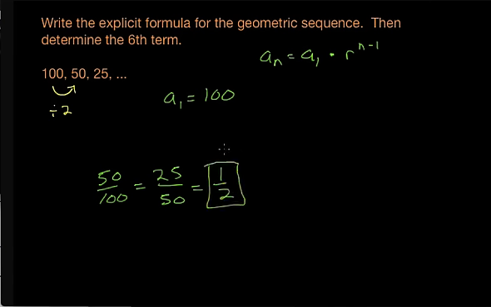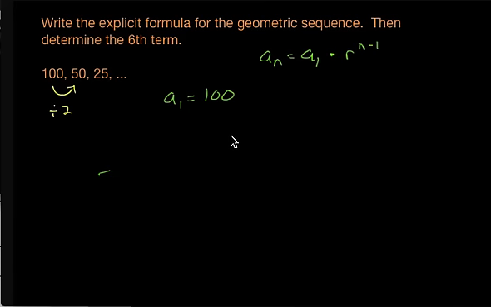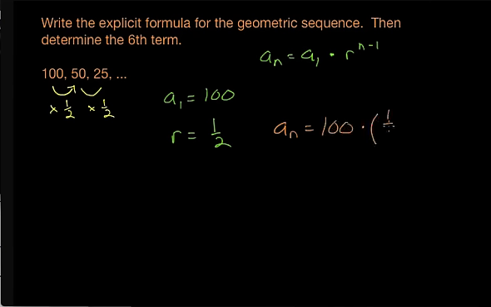And for those of you who are familiar with the idea that every division problem is just a multiplication problem in disguise, you'll understand that I'm going to rewrite this division by 2 as multiplication by our common ratio, 1/2. So 50 times 1/2 is 25, and now we've identified our common ratio. R is going to be 1/2. And so now we can write our explicit formula, a sub n equals our first term, 100, times, I'll put this in parentheses, 1/2 raised to the n minus 1 power.